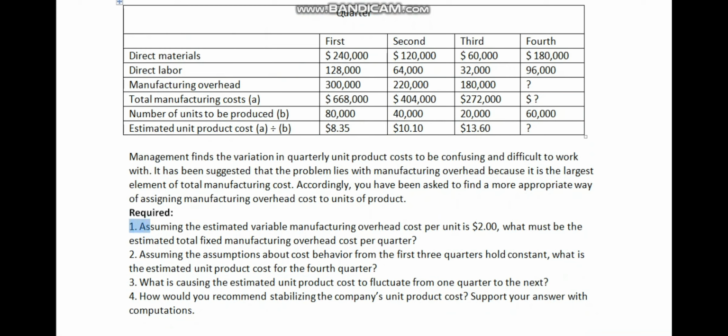Now the first requirement says, assuming the estimated variable manufacturing overhead cost per unit is $2, what must be the estimated total fixed manufacturing overhead cost per quarter? Now we do have the manufacturing overhead and we have the variable overhead, but we need to find out the fixed part of the manufacturing overhead.